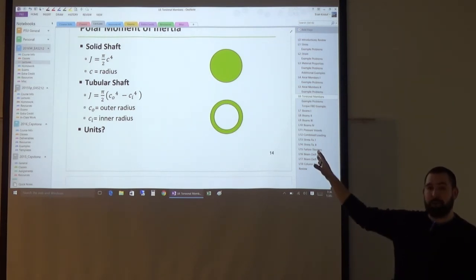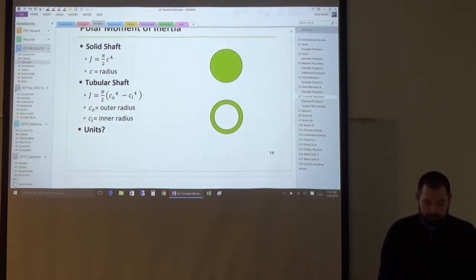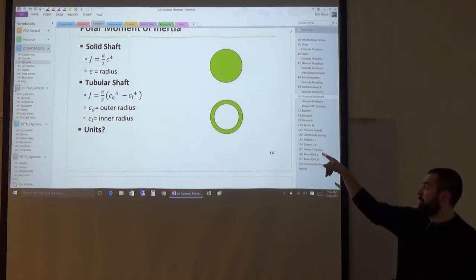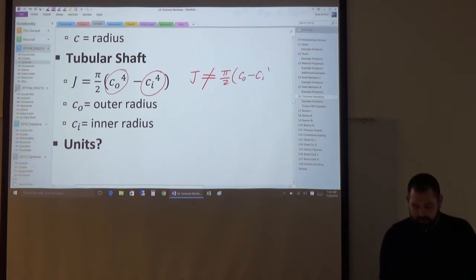And that integral that we looked at before in the denominator, for a circle or for a tubular shaft, it's really easy to calculate. It's simply equal to pi divided by 2 times the radius to the 4th for a solid shaft. For a tubular shaft, you simply take the radius of the outside, you take it to the 4th power, and you subtract the radius to the inside to the 4th power. Now a really common mistake, I would say J does not equal pi over 2 times c_o minus c_i, that quantity to the 4th. That's a really common mistake.